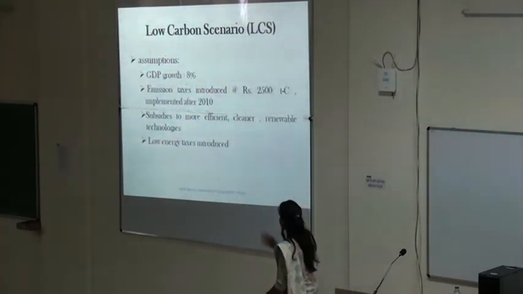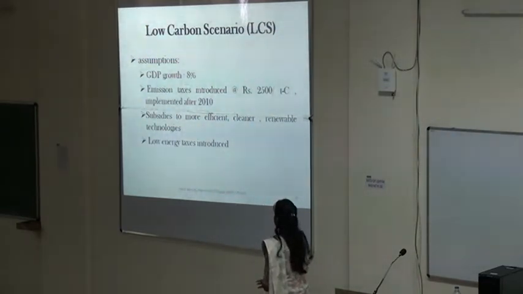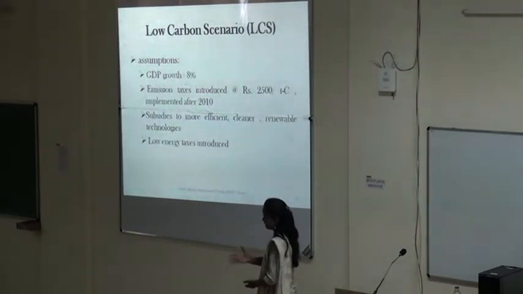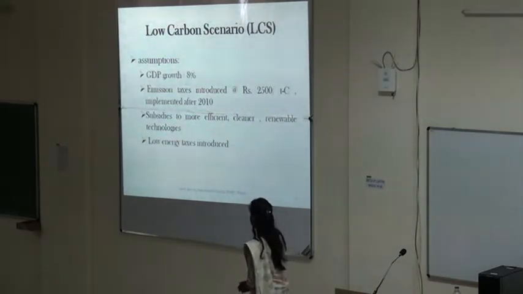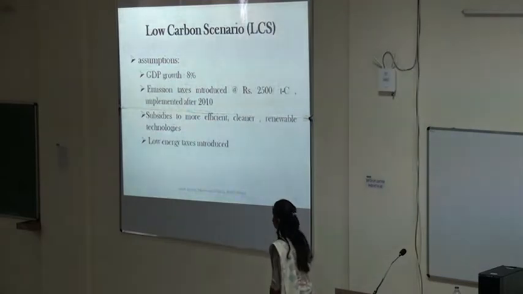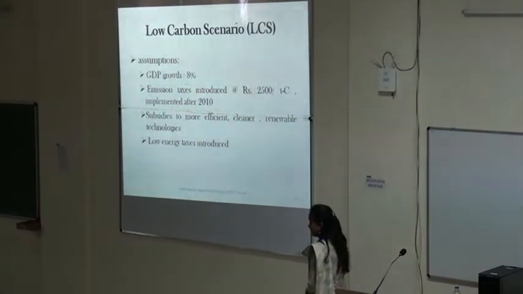For the low carbon scenario, I have taken a GDP growth rate of 8%. Emission taxes are introduced after 2010, because until 2010 we haven't had any emission taxes in the state. I have taken an emission tax of 2500 per ton of carbon. Subsidies were implemented for efficient, clean and renewable technologies, and low energy taxes were also introduced.